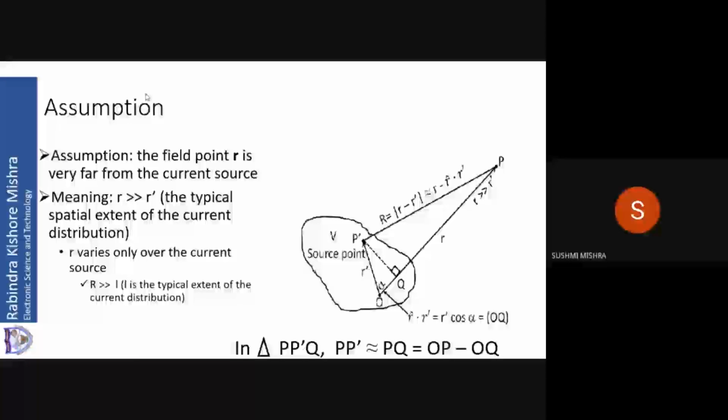Okay. Now you can look into this figure again. In this triangle P dash Q, P dash is approximately equal to PQ, which is equal to OP minus OQ. Now you can ask me that we are seeing a right angle triangle, P dash Q. How can we say that P dash is equal to PQ?